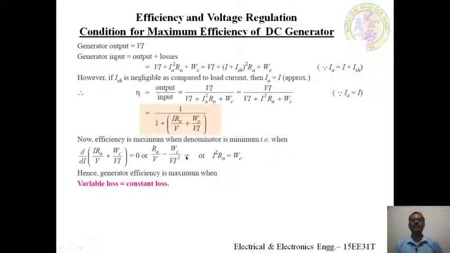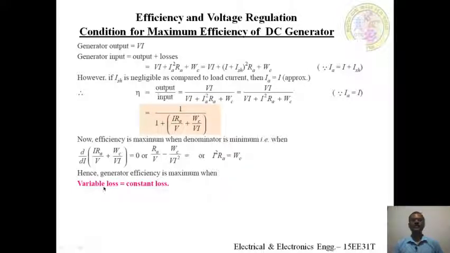Equating to 0 and making the adjustment of the equation, V will get cancelled. It is I square Ra equal to Wc. I square Ra, or as I is approximately equal to Ia, it is Ia square Ra. Hence, we can say generator efficiency is maximum when Ia square Ra, the variable loss, is equal to the constant loss. When variable loss is equal to constant loss, then the generator delivers maximum efficiency.